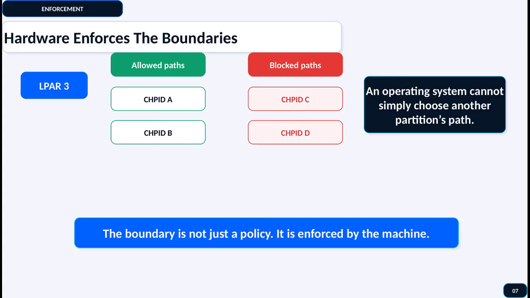Imagine an office building where an employee badge opens only the floors that person is allowed to enter. The employee cannot simply decide to visit a restricted floor. The access system stops them. In the same way, if a partition is not defined to use a path or device, the operating system inside that partition cannot simply take it. This is what makes shared infrastructure safe for serious workloads.